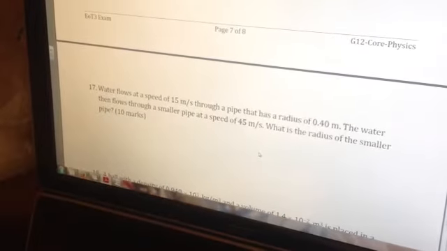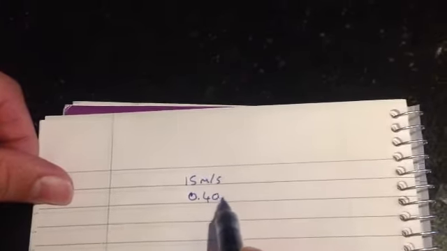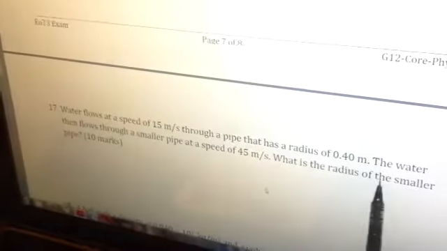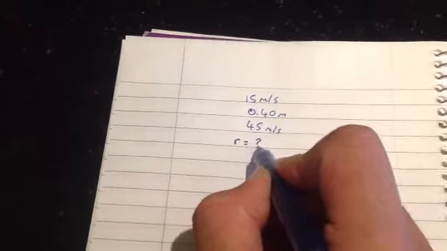So let's write down what they've given us. 15 meters per second. They've also given us 0.4 meters. And then they gave us 45 meters per second. Now what was the last thing they asked for? They asked us for what is the radius. Okay, so let's put that down. Symbol for radius will be R. That's what we have to find.